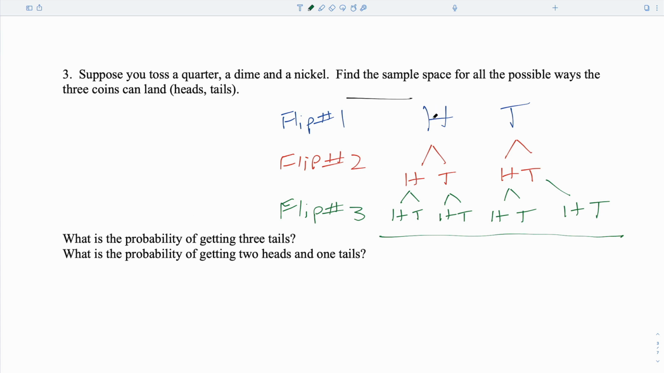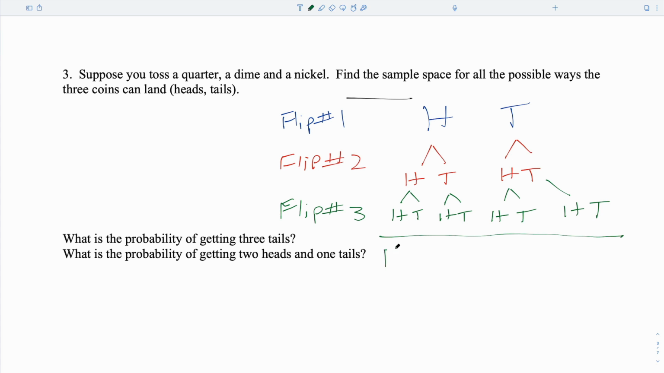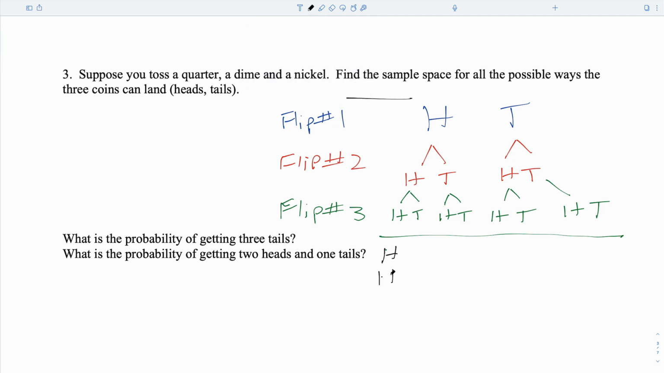So you can have heads, heads, or heads. If you got heads 3 times, that's one option. Heads, heads, and heads. H, H, H. Okay. If you got heads the first time, heads the second time, and tails the third time, you would have heads, heads, tails.